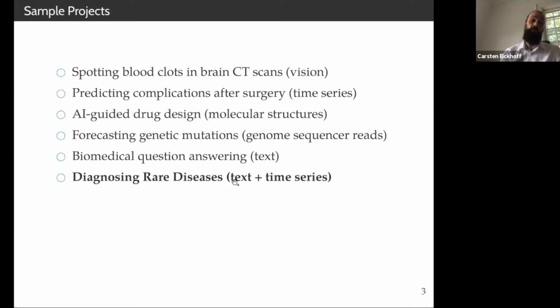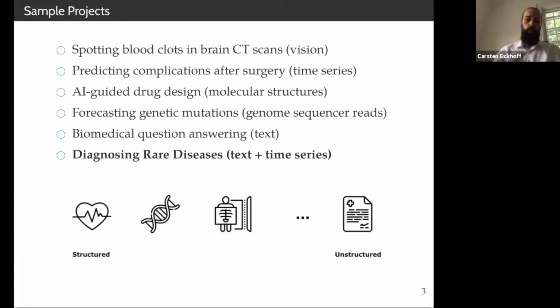And this is an interesting class of problems where you look at multimodal input data. So it's not just time series, not just text, not just imaging, but you really try to draw from all of these sources in order to produce a strong prediction.